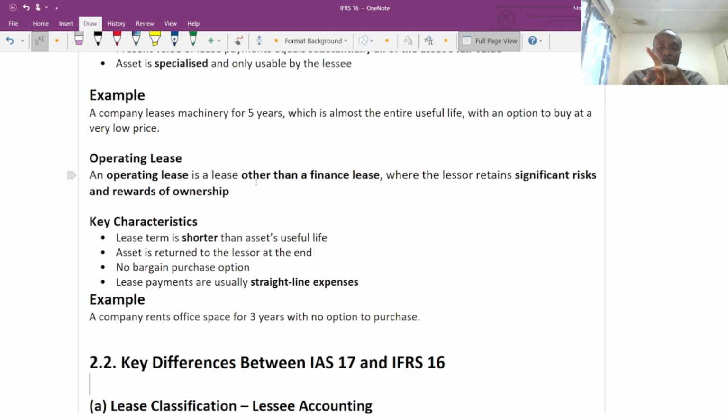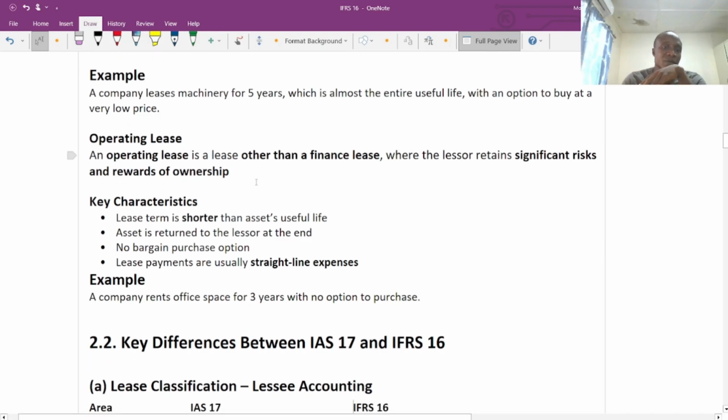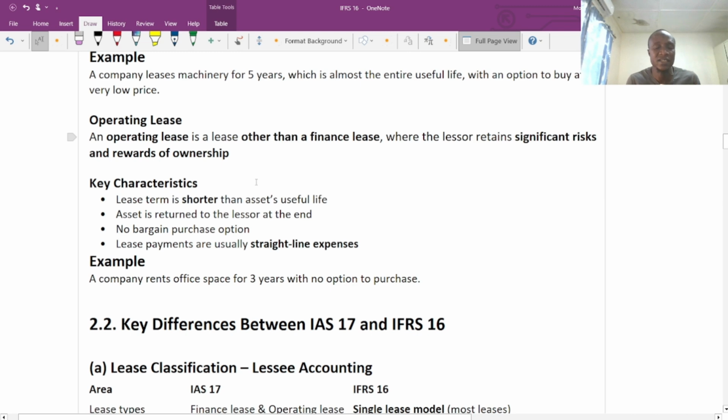It is very important you identify and know the difference between the finance lease and the operating lease. Now let's look at the key characteristics. The lease term is shorter than the asset useful life, as I mentioned earlier. If the asset useful life is 10 years and the lease term is 2 years, then it's obvious that even if you decided to calculate a proportion, the risks and rewards still remain with the lessor. The asset is returned to the lessor at the end of the lease period. No bargain purchase option. Lease payments are usually on a straight line basis. We're going to look at it, don't worry.